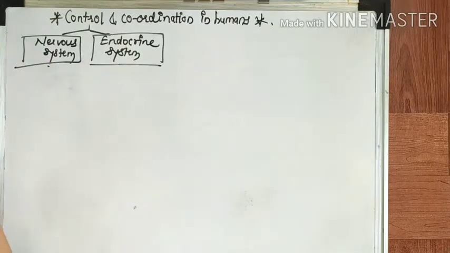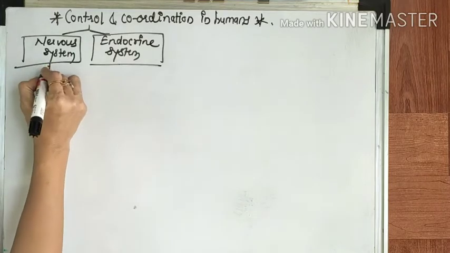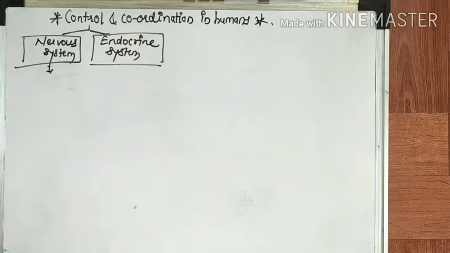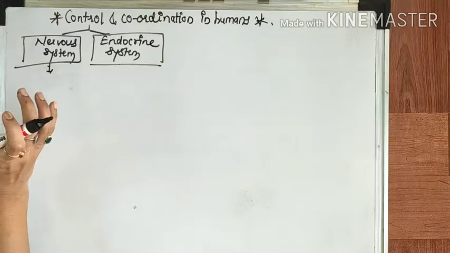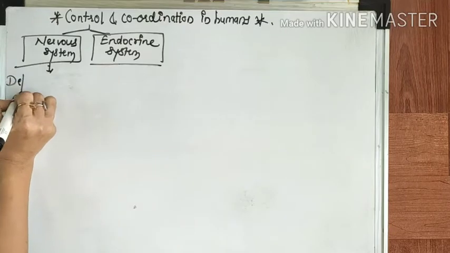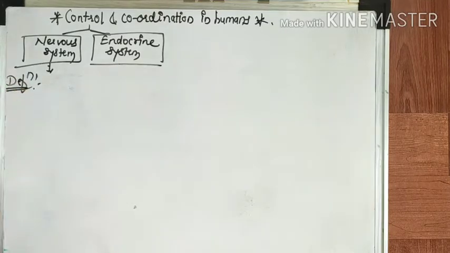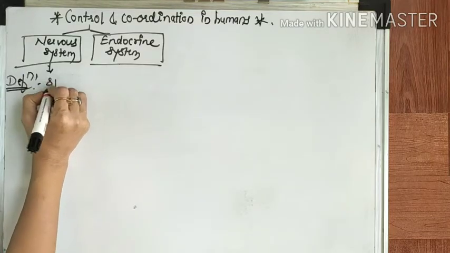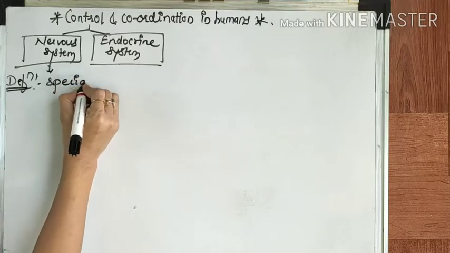So let's discuss the nervous system first, what exactly it is. Okay, so what do you mean by nervous system? So the nervous system is nothing but, definition. Okay, what exactly is the nervous system? The nervous system is composed of specialized cells.